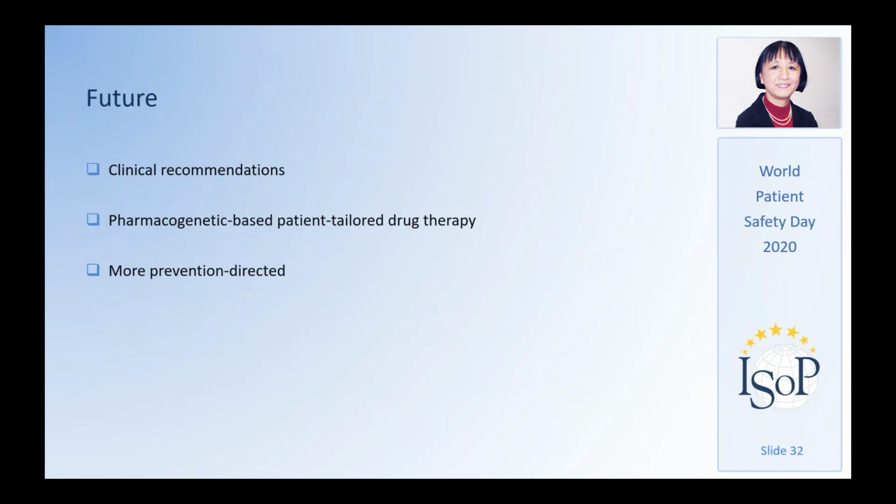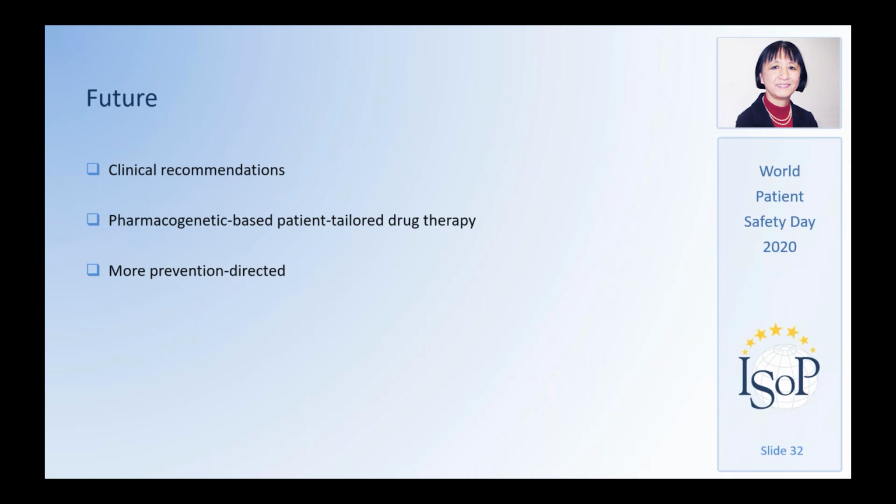This is my last slide, a few words about the future. Regarding clinical recommendations, as we mentioned already, it's not always possible to have clear clinical recommendations when you need them, because the available studies or results derive from healthy volunteers, limited numbers, single dose, and cannot guide clinical use with specific dosing according to testing. But this could change.